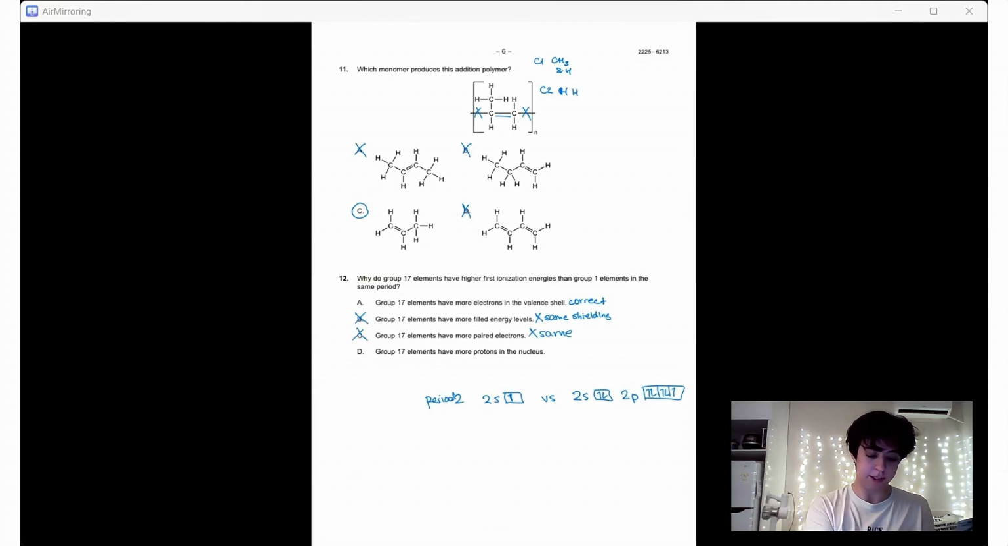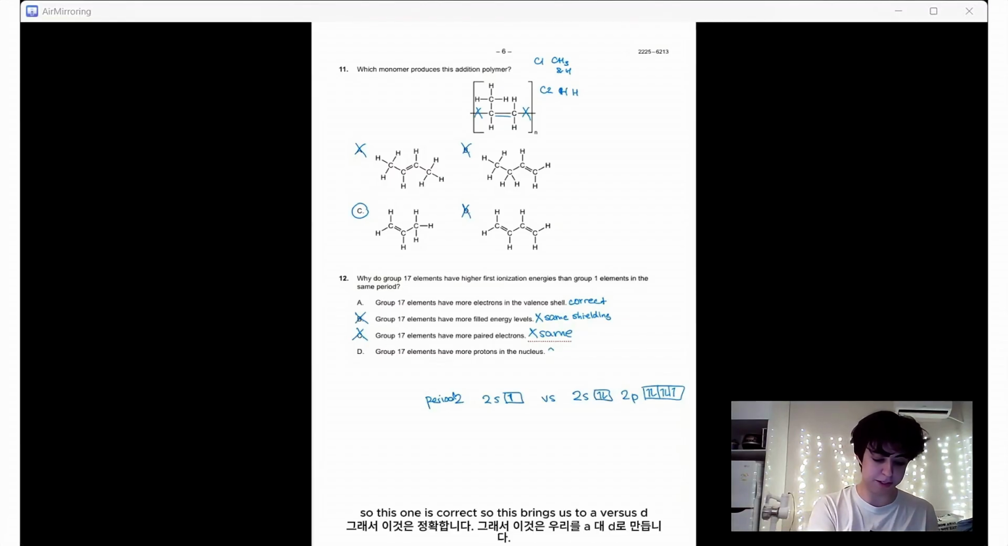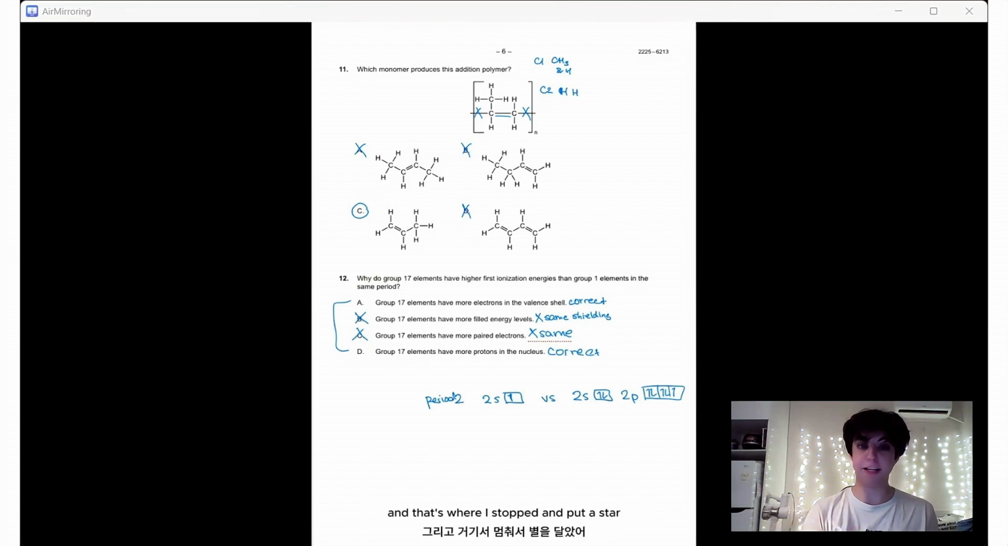And then D finally, as group 17 elements have more protons in the nucleus as they have an increasing atomic number. So 17 has more atomic number. It does have more protons in the nucleus. So this one is correct. So this brings us to A versus D. And that's where I stopped and put a star and I moved on because I didn't want to think about it too much and I just wanted to come back to it.